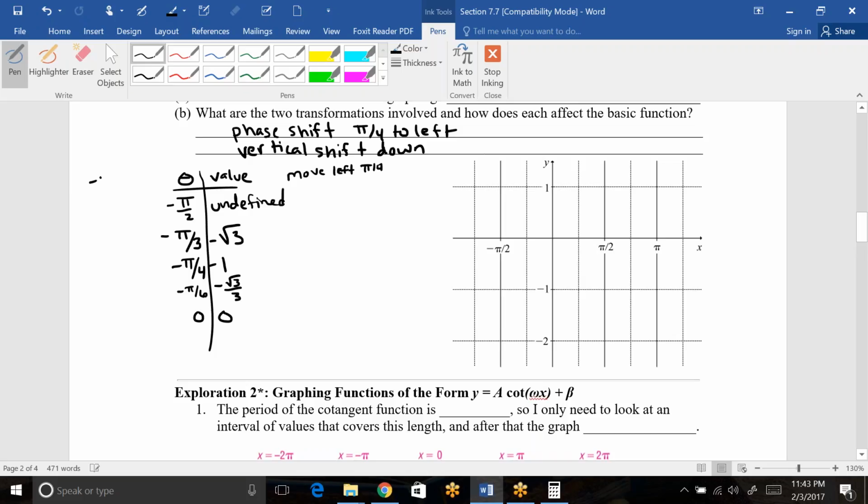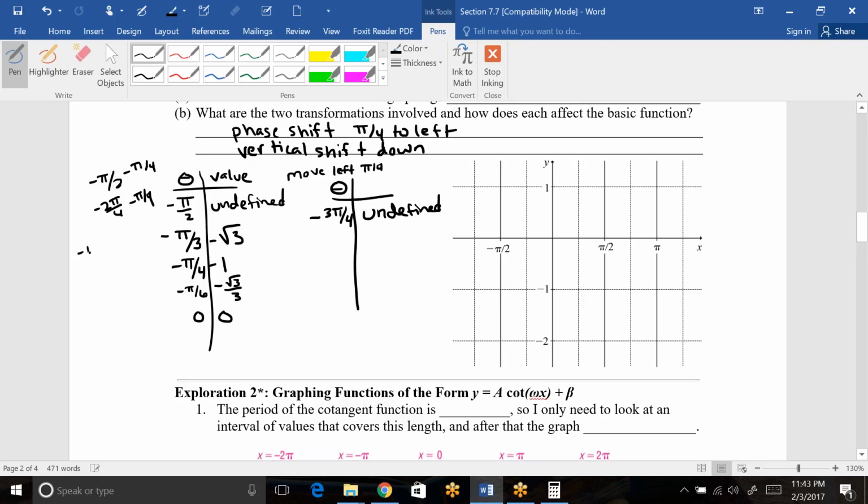left pi over 4. So that means our x is changing. If you think about it, negative pi over 2 minus pi over 4, we're going to be moving more to the left. If you get a common denominator, that would be negative 2 pi over 4 minus pi over 4. This new theta is going to be, and I'm not going to worry about the values yet, at negative 3 pi over 4. So that's actually going to be our new undefined. That part's not going to change.